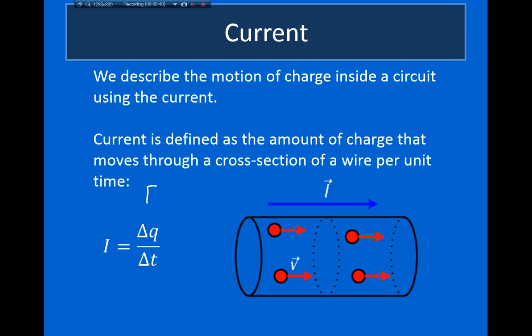As we can see by applying dimensional analysis, the units of current are going to be coulombs per second, which is denoted as an amp, or an ampere. And we denote the current with the capital letter I.